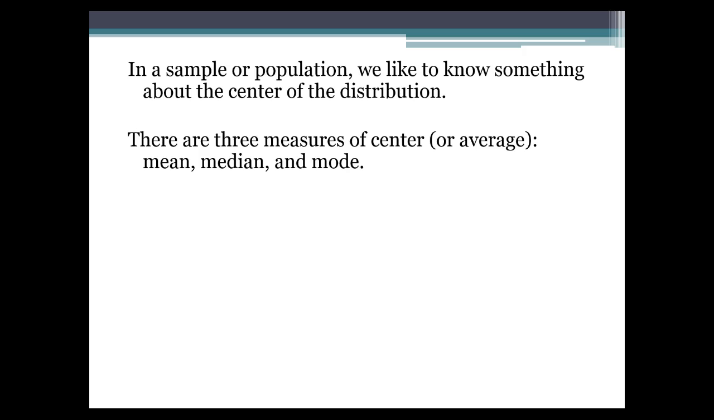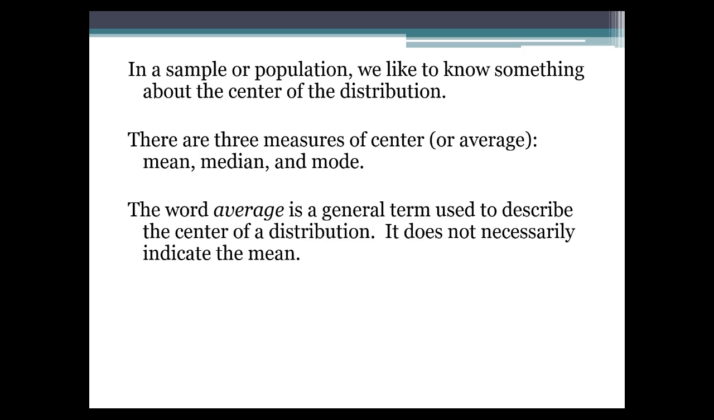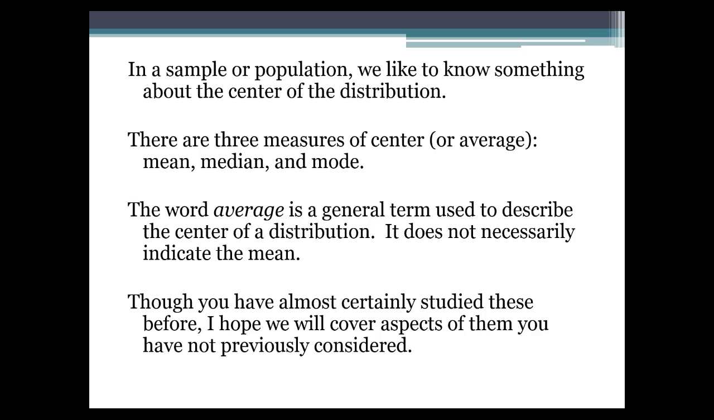Okay, so in both a sample and in a population, we might like to know about the center of the distribution. And there are three typical measures that we look at: the mean, the median, and the mode. I want to point out to you that the word average doesn't necessarily indicate that we're talking about the mean. It's a general term used to describe the center. It could refer to the mean, the median, the mode, or just in general, what is the center of the distribution.